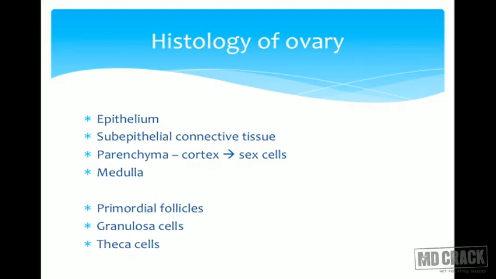Now let us have a look at the histology of the ovary before going to the types of tumors which we see in the ovary. The ovary has surface epithelium, below which there is subepithelial connective tissue, then there is the parenchyma, that is the cortex, which has sex cells, and then there is the medulla where the main vascularity is. It has primordial follicles which contain granulosa cells and theca cells.